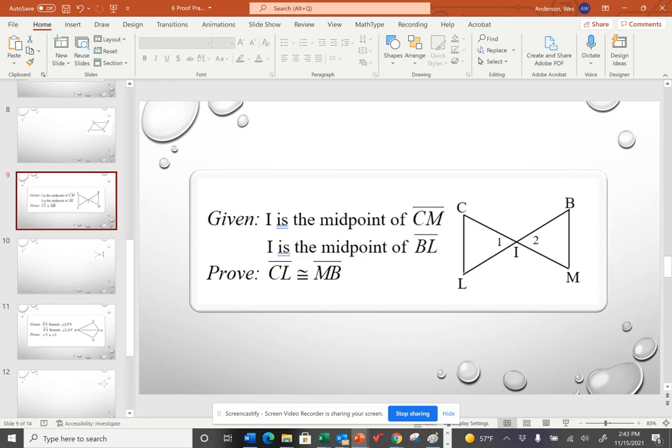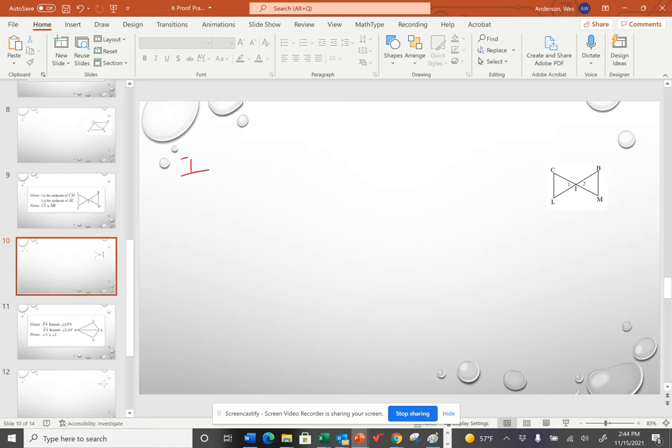The other way of doing a proof is a paragraph proof, which you write in sentences. It's actually not that bad. So we're going to do this proof just like we did the last one. We'll start out with our givens and write that out. So I is the midpoint of these two segments. So I'm going to say I is the midpoint of CM and BL. So I can write that as one sentence.